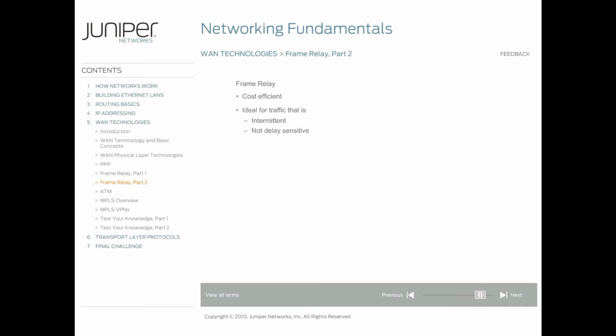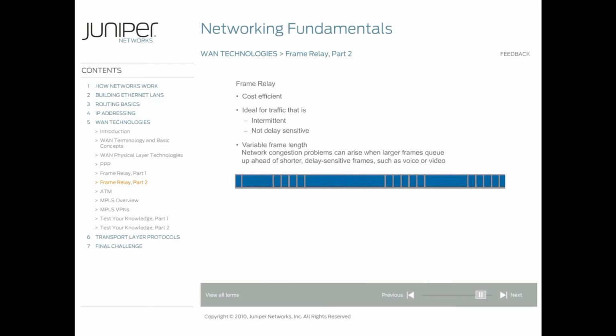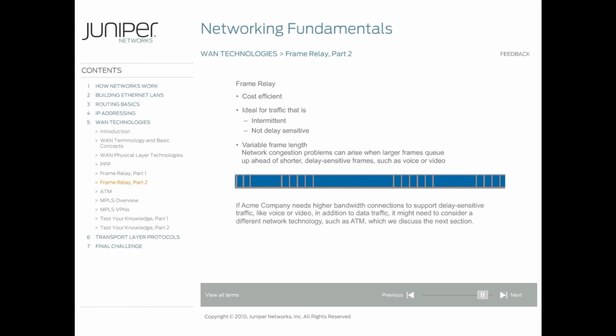Since the frames that carry the data are variable in length, network congestion problems can arise when larger frames queue up ahead of shorter, delay-sensitive frames, such as voice or video. If Acme Company needs higher bandwidth connections to support delay-sensitive traffic, like voice or video, in addition to data traffic, it might need to consider a different network technology, such as ATM, which we discuss in the next section.